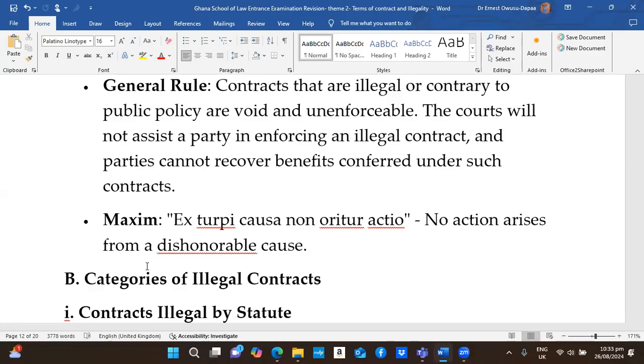And the position of the common law is that the court will not assist a party to enforce an illegal contract. And traditionally, the orthodox position of common law is also that a party cannot recover benefit under illegal contracts or contracts which are contrary to public policy. And you know the famous maxim, "Ex turpi causa non oritur actio," no action arises from a dishonorable cause or a base cause, as it were.